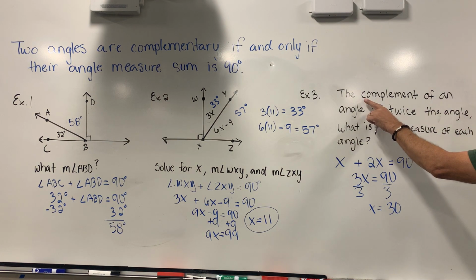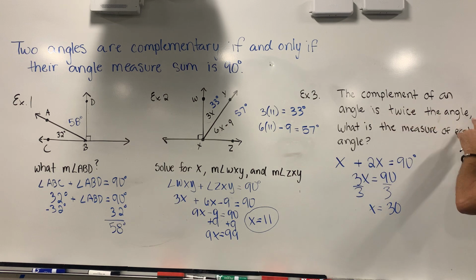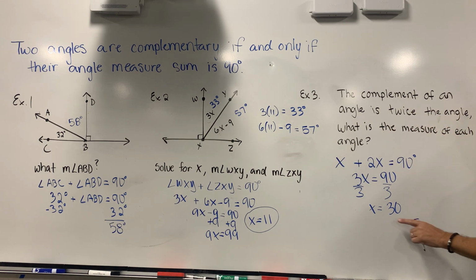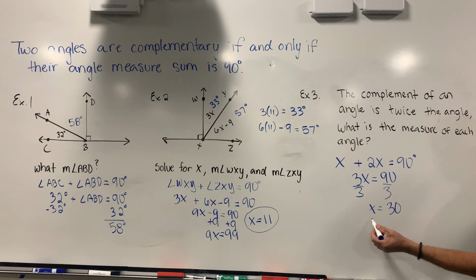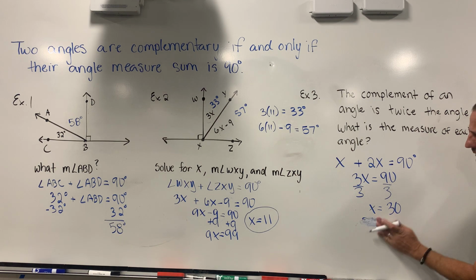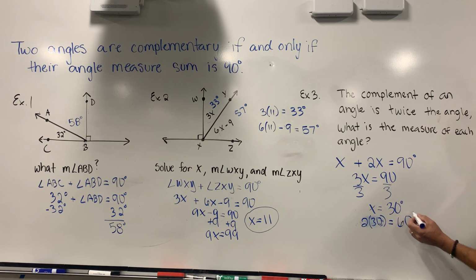Now remember, it says the complement of an angle is twice the angle. What is the measure of each angle? Well, one is 30, so the other one has to be 2 times 30, making the other one 60. So I have 30 degrees and 60 degrees. So this is what we call complementary.